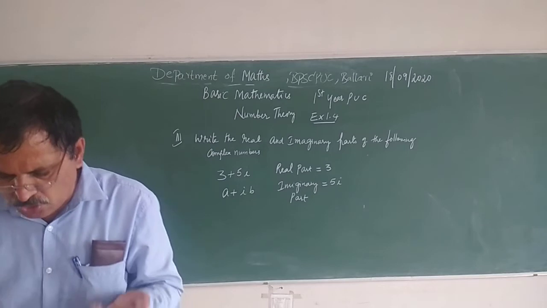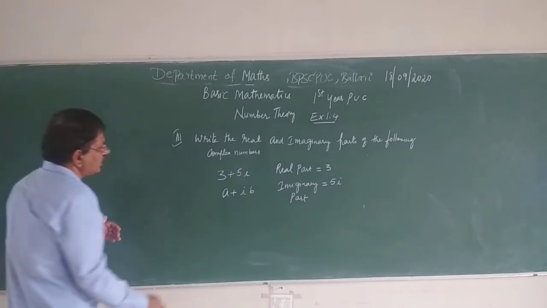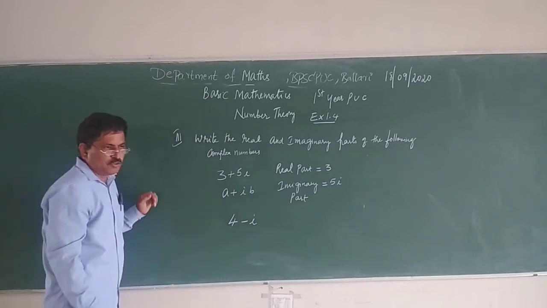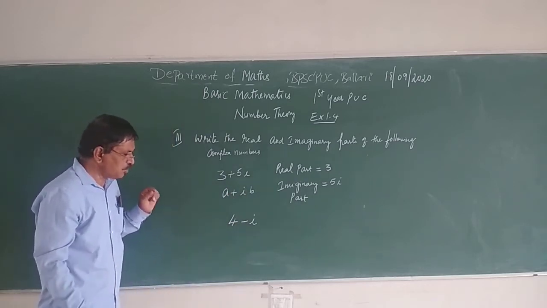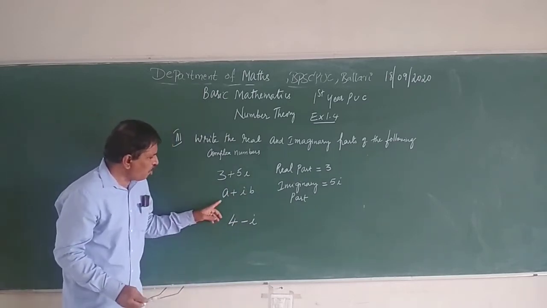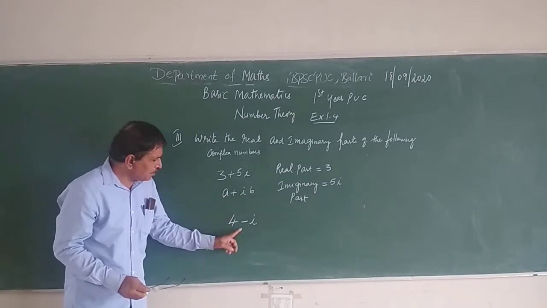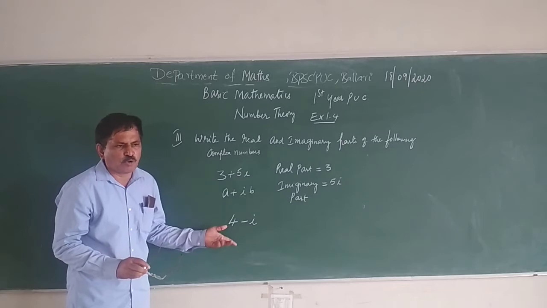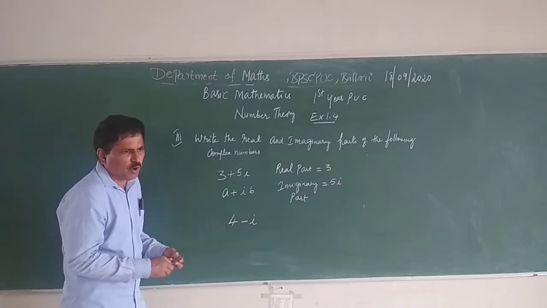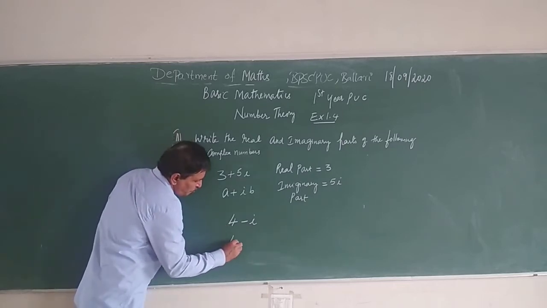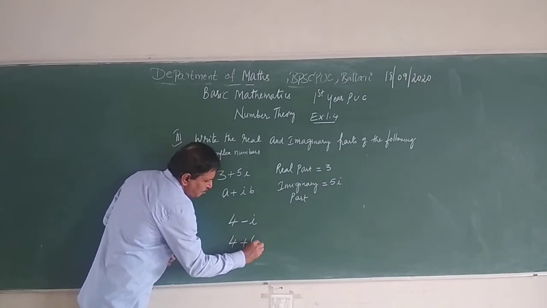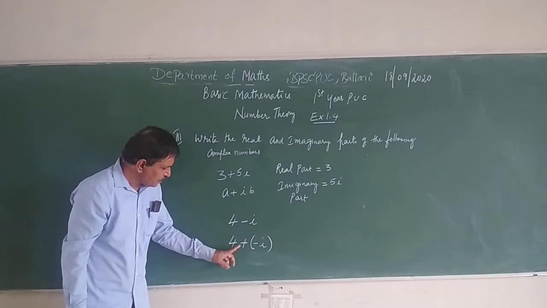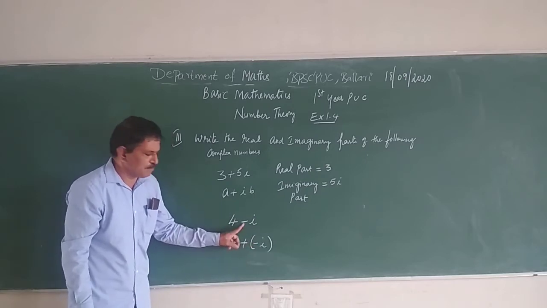So sometimes we have 4 minus i. Actually, a complex number should be in the form a plus ib. That means here the positive sign should be there, not a negative sign. It should be a positive sign only. So what I can do is write this as 4 plus of minus i. See, plus into minus is minus i.